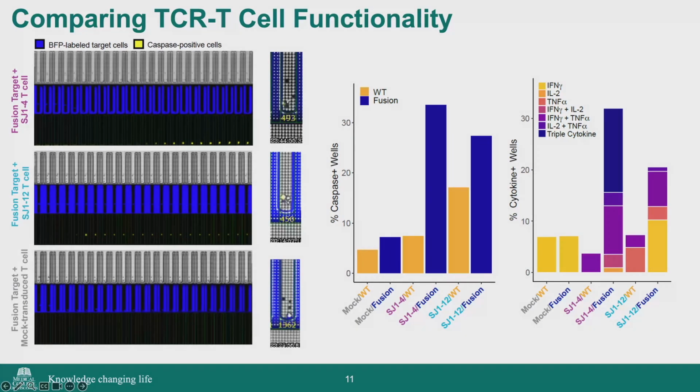And similarly, when you look at the different cytokines that are being produced, the SJ1-4 had much greater polyfunctionality, meaning it was producing many more cytokines. So the triple cytokines are highlighted here in dark blue. And you can see there was a much greater polyfunctionality in this construct than in the SJ1-12.